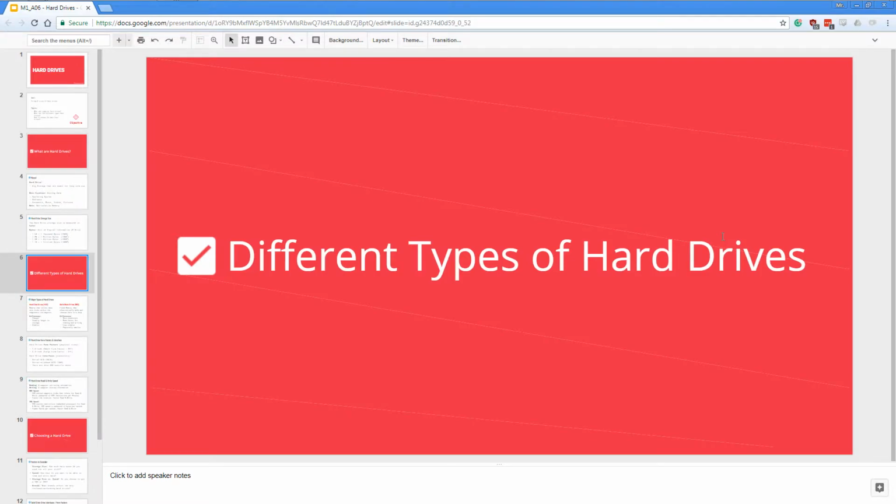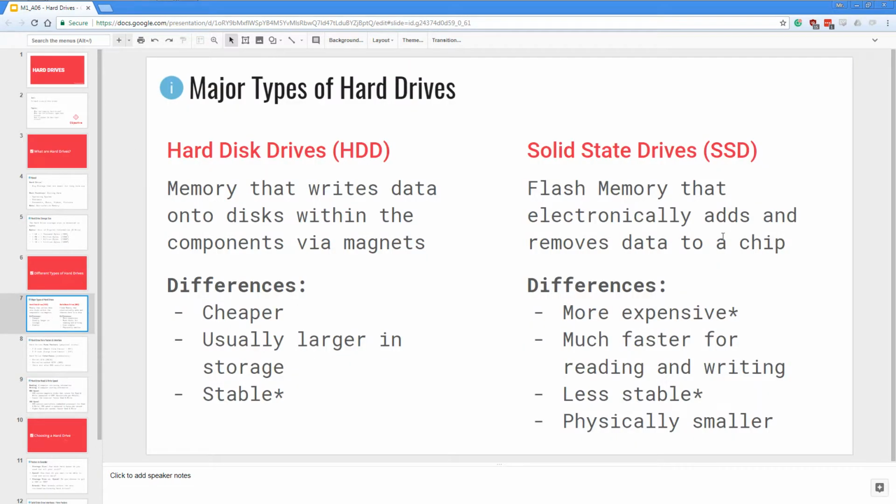So to really talk about hard drives, we are going to look at the two main types of hard drives that we can find for our computer, which is the hard disk drive and solid state drive. Hard disk drive is a memory that writes data onto disk within the component via magnets. The differences between a hard disk drive and a solid state is that it's cheaper, usually larger in terms of storage, and stable with the little asterisk. Before I talk about the little asterisk, let's talk about solid state drive.